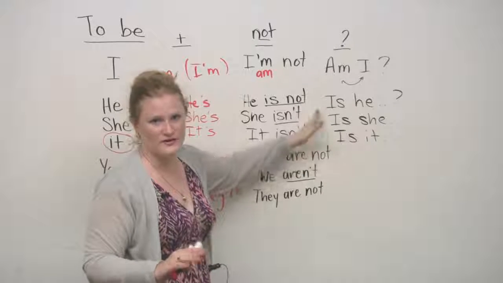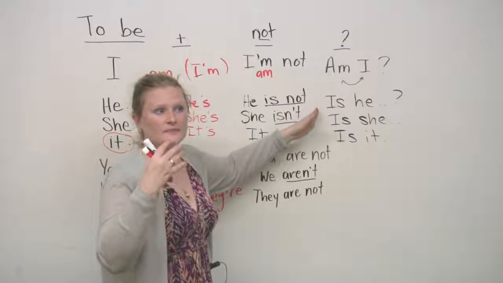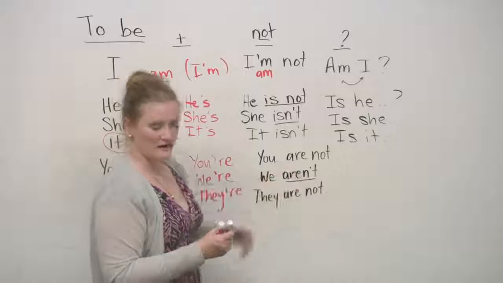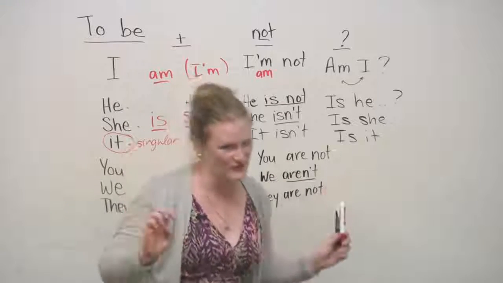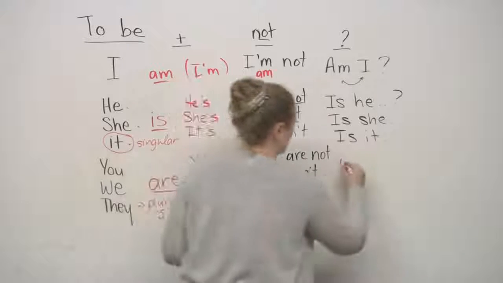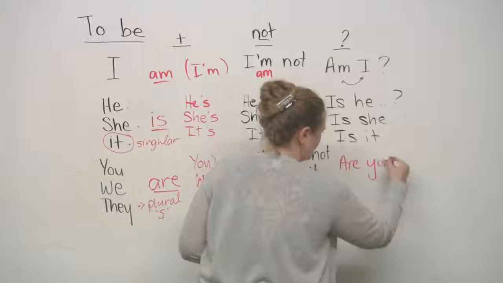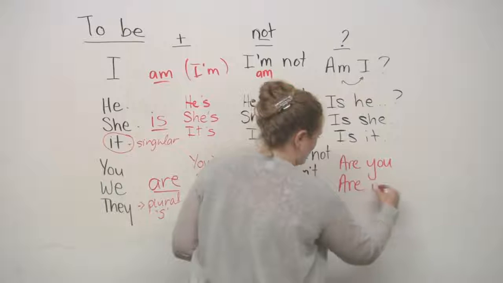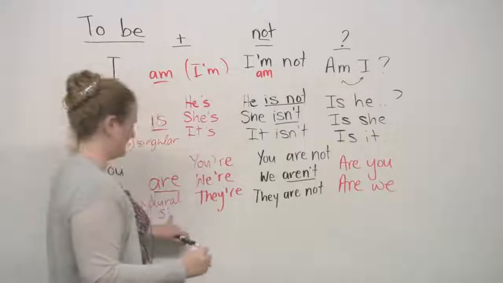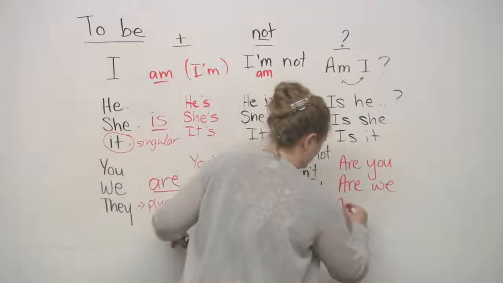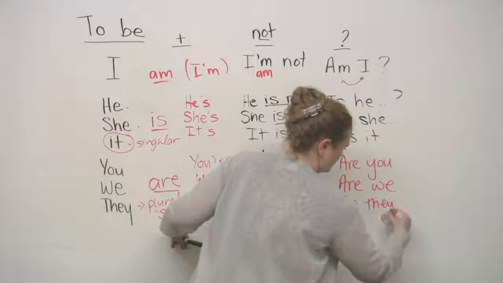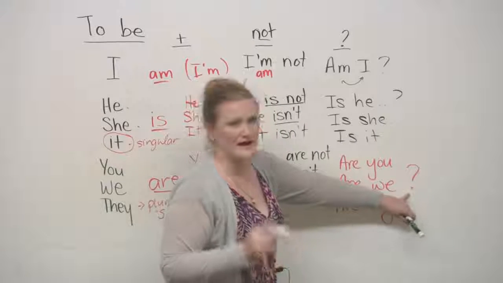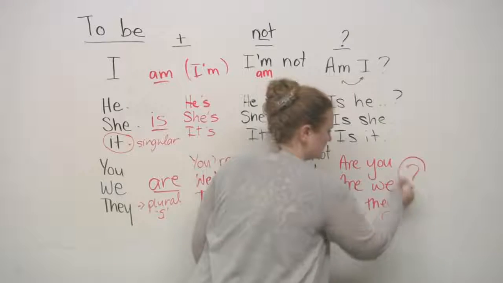What I want you to concentrate on is just the regular questions in the affirmative or in the positive. You are. Do you know the answer to that one or the question to that one? This one would be, are you? We are would be, are we? And plural noun, they are, would be, are they?